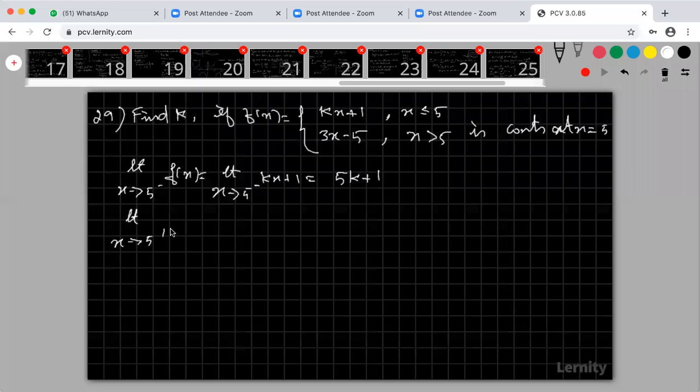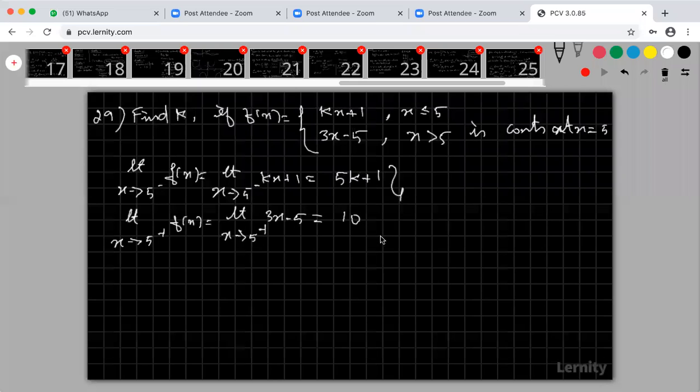My right hand limit, limit x tends to 5 plus. My f of x is 3x minus 5. Find the limit value. How to find out the limit value? Just substitute 5 here. That is 15 minus 5, that is 10.